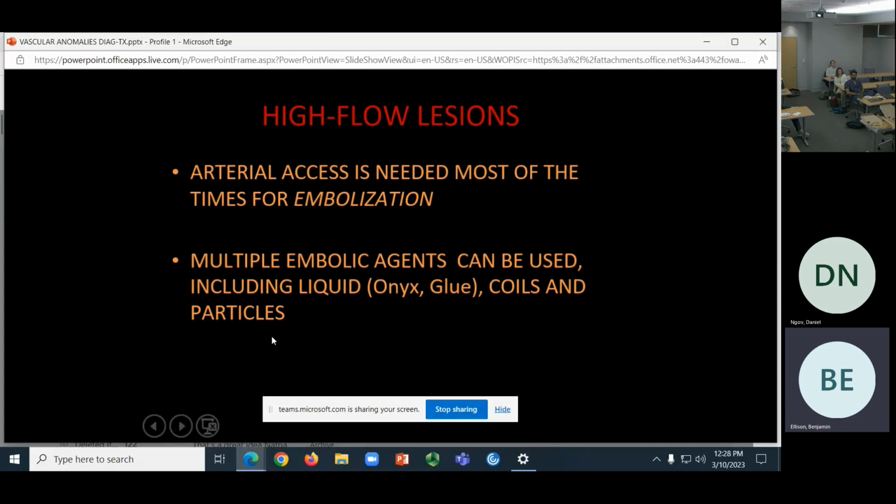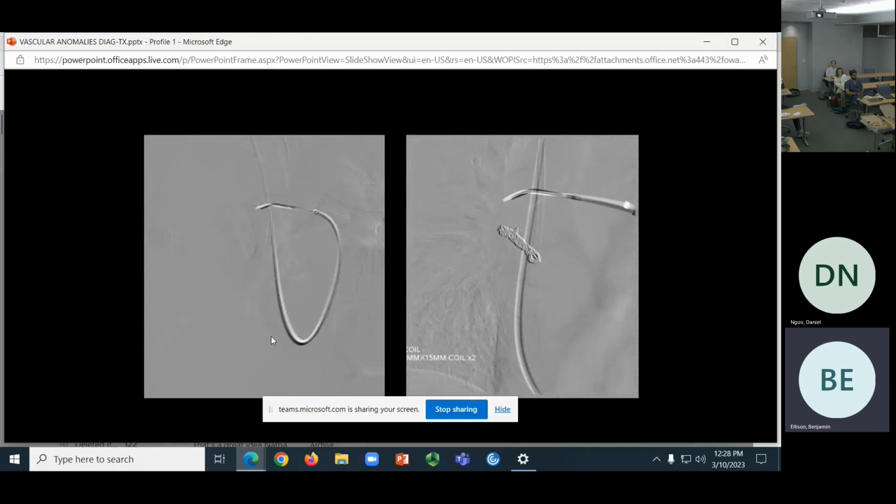So in those high flow lesions, there are different types of embolic agents we can use. It always depends on how fast the flow is and how much control you need to have. Those coils are large devices, but you can control the deployment. You can push the coils out of the catheter inside the vessel and see how they sit, and then you can deploy them. Or if you feel it's not a good location, or not stable enough, you can recapture them and then use a different device. So that's something that we have in our arsenal to help this patient.